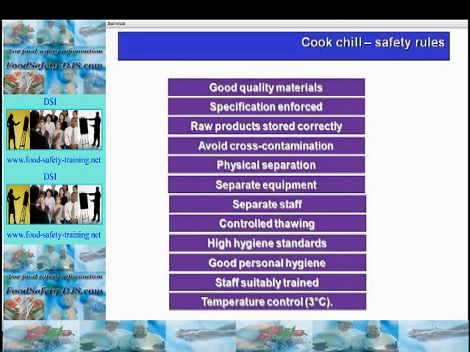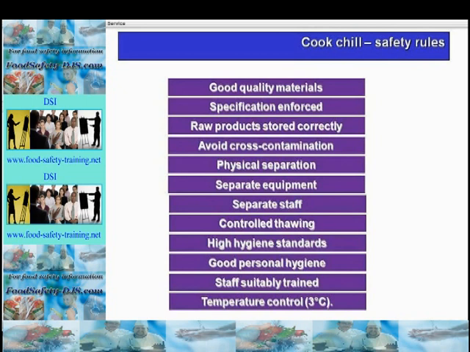Safety rules are essential for cook chill, as the food is often produced for vulnerable groups, for example people in hospitals. So first of all, good quality raw materials from reputable and approved suppliers. A specification should be enforced. Raw products stored correctly at the right temperature and to prevent contamination, and the use or delivery in refrigerated transport.